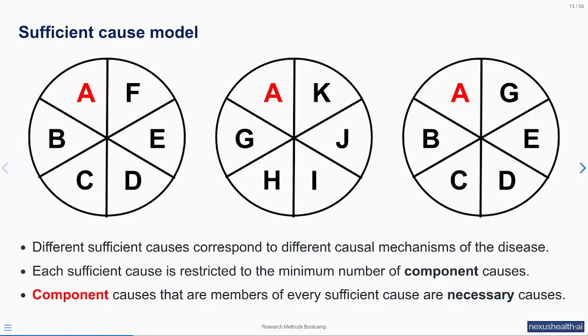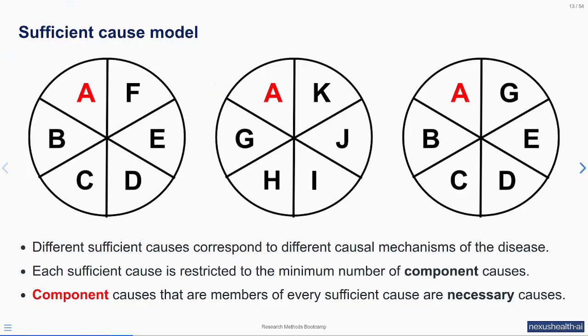Each sufficient cause is restricted to the minimum number of component causes. Component causes that are members of every sufficient cause are necessary causes. So if we imagine that these three circles before us represent the patient that has been exposed to Mycobacterium tuberculosis, then we know that the red letter A is a necessary cause. Because if the individual was not exposed to Mycobacterium tuberculosis, they would not even develop tuberculosis in the first place.